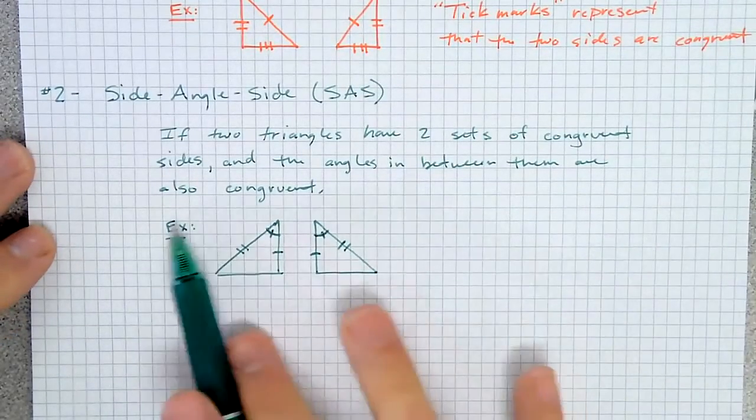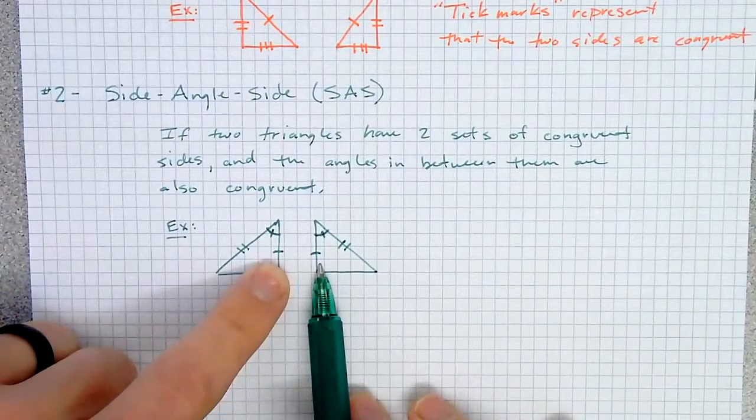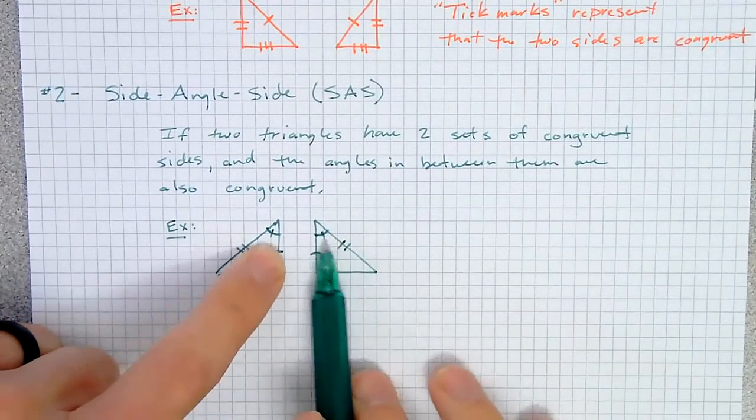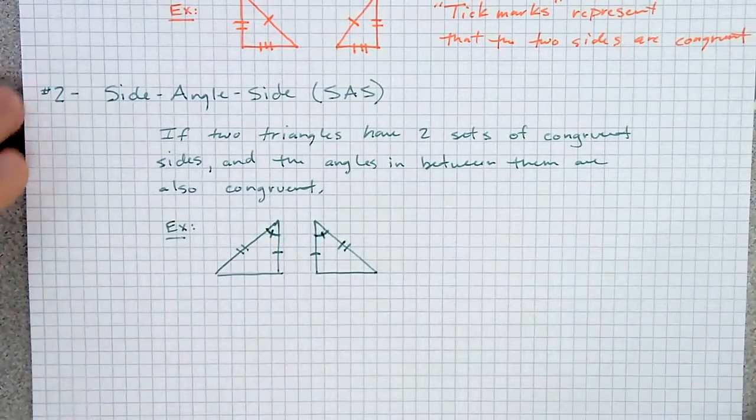All right, so you get two triangles that kind of look like this. We got two sets of congruent sides, one tick mark and two tick marks, and then the angle between those two sides is also congruent.